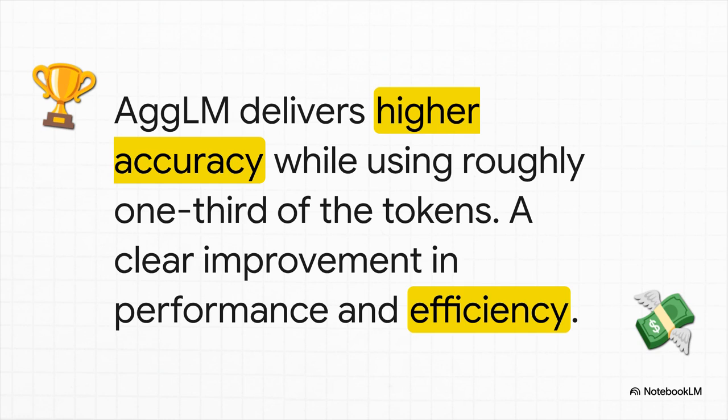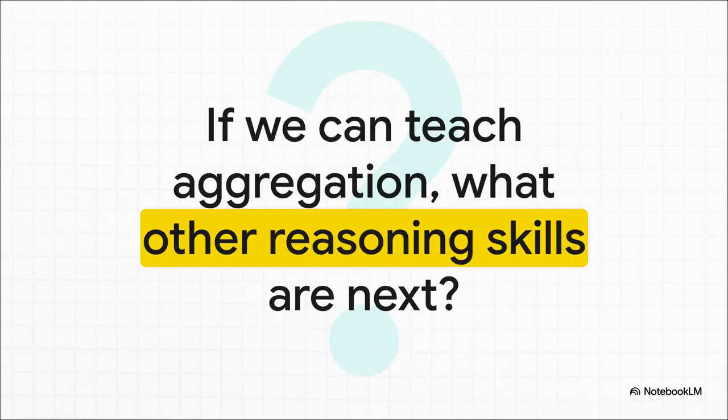And that right there is the killer combo. With AggLM, you're not just getting better answers, you're getting them for a fraction of the inference costs you'd pay to just generate more and more samples for a majority vote. It's a total win-win. Higher accuracy, lower cost. This just opens up so many cool possibilities.